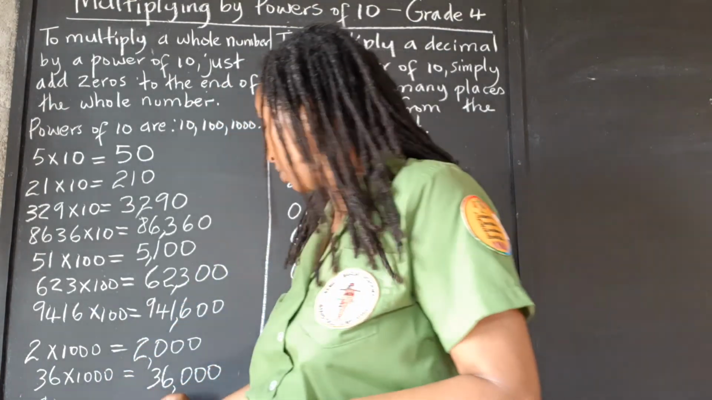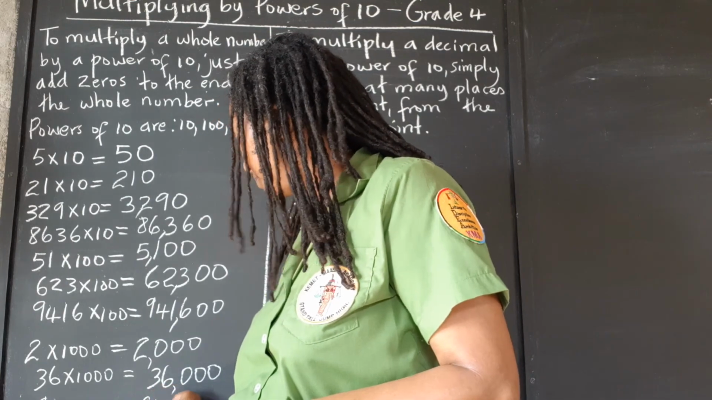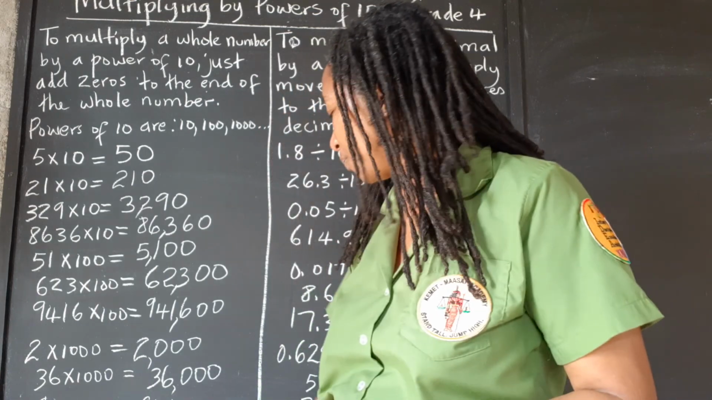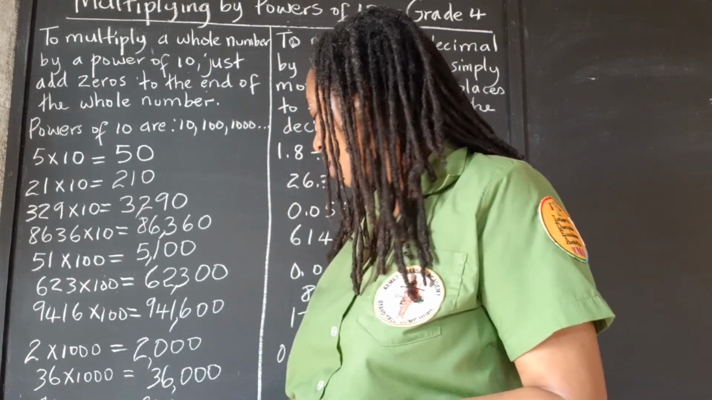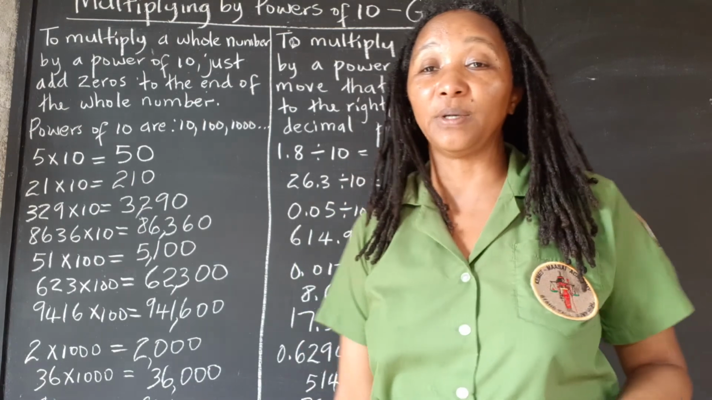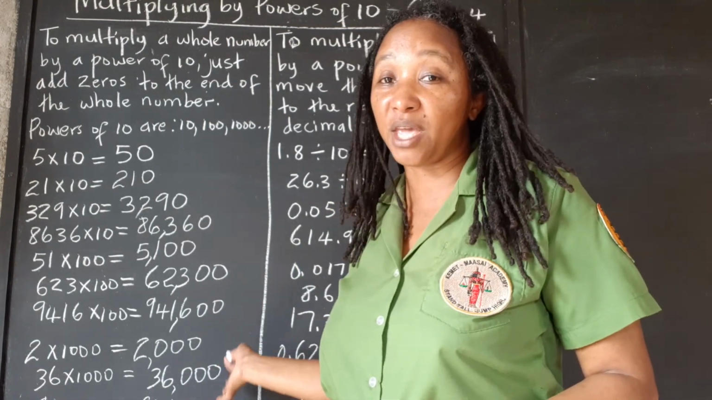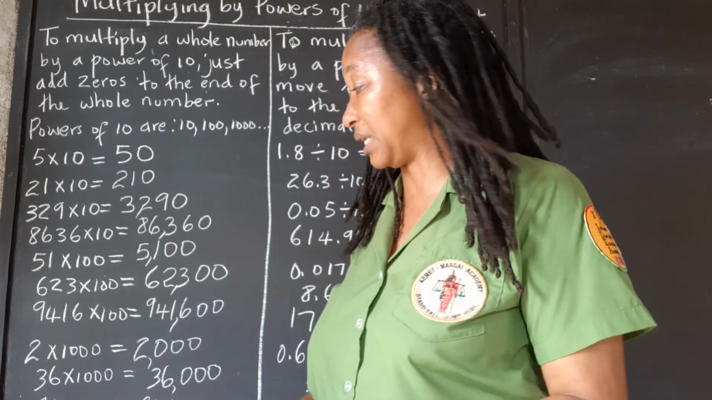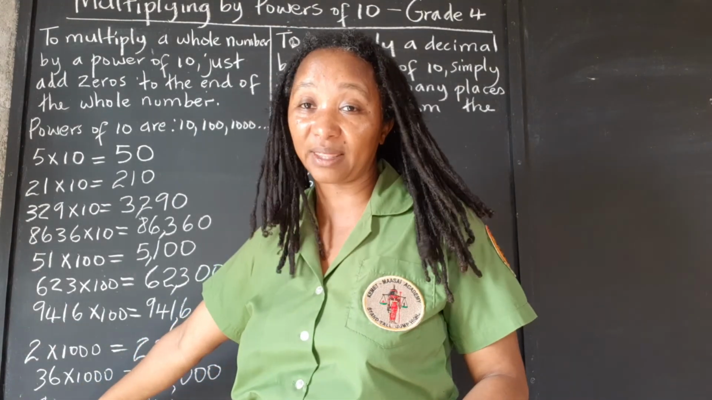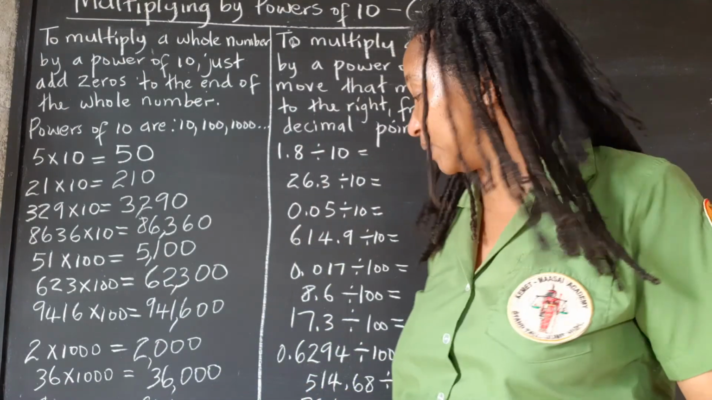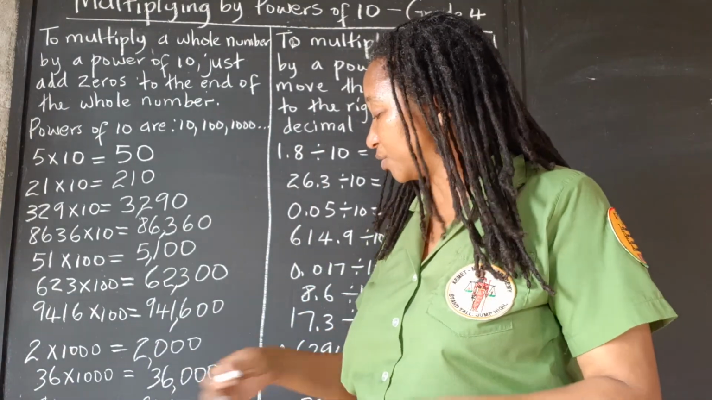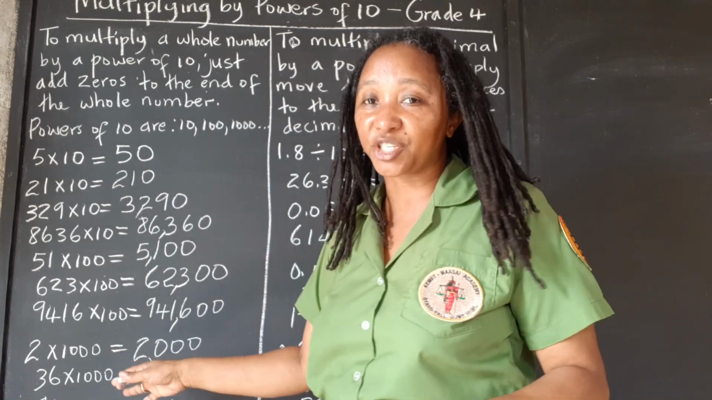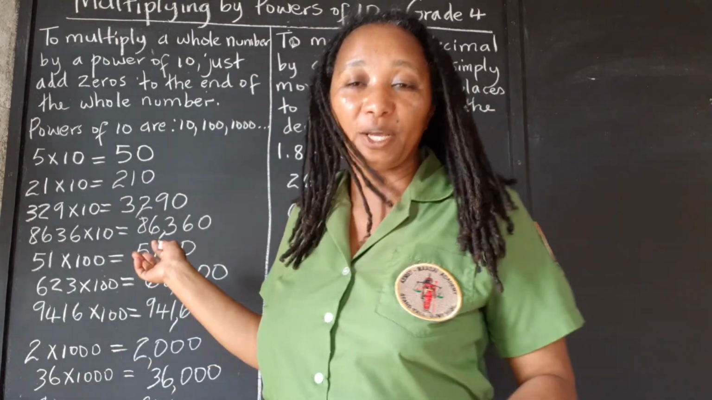9,148 times 1,000. So we write those back. Add 3 zeros. So what does this now become? 9,148,000. That's a big number. Yeah, because we multiplied it by 1,000. It was a big number to begin with, and then we multiplied by 1,000. So that's 9,148,000.